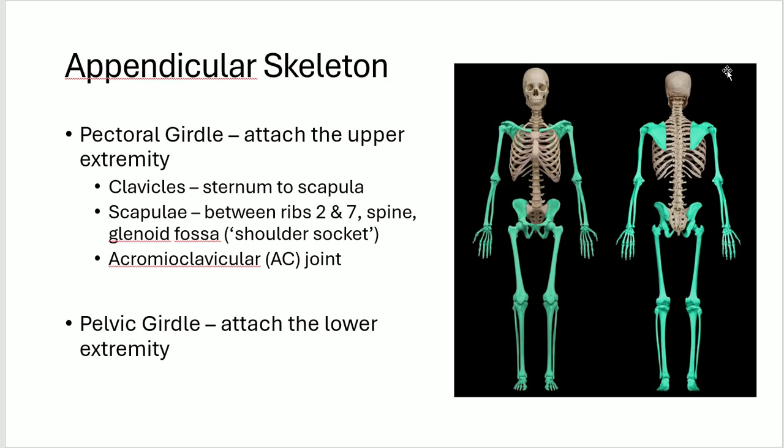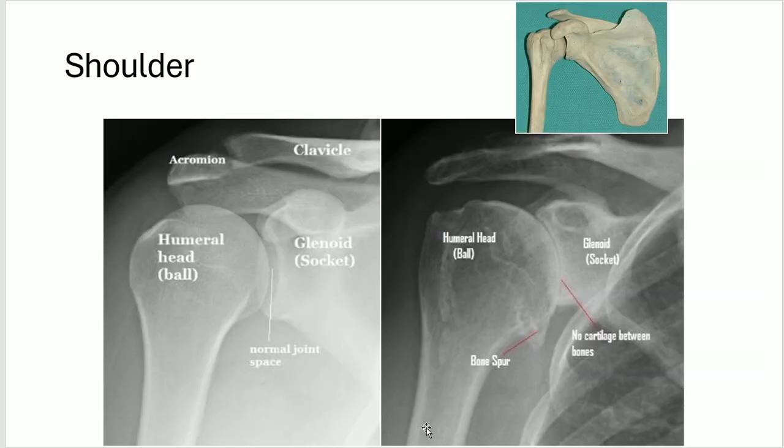The clavicle and scapula, they attach the arms to the trunk and give the shoulders their range of motion. And when we're talking range of motion, we're talking AC joint, the acromioclavicular joint. And that's all I want to say there. And then we have the pelvic girdle that attaches the lower extremity that we'll talk about a little bit later.